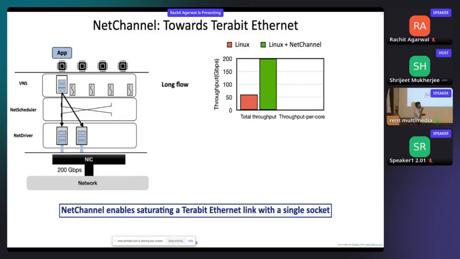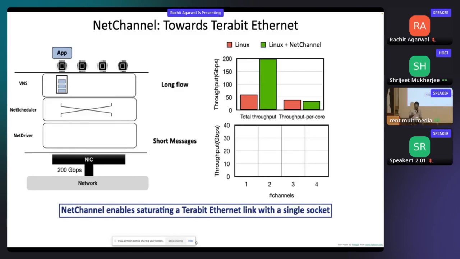And with NetChannel, we are able to completely saturate 200 gigabit links, not even writing a single line of code above the application. No fine tuning required. NetChannel does this all automatically for you. Okay, you don't have to do any kind of fine tuning. This was basically a zero-effort experiment, and the throughput per core is roughly the same. So we are not saying that we are improving per-core performance. That is up to the interface or hardware implementation where you want, but NetChannel will take care of everything else for you.